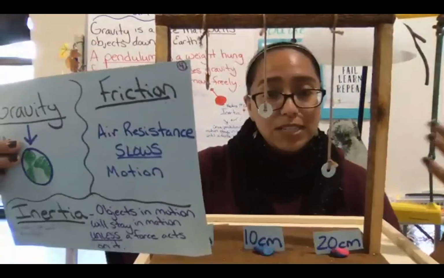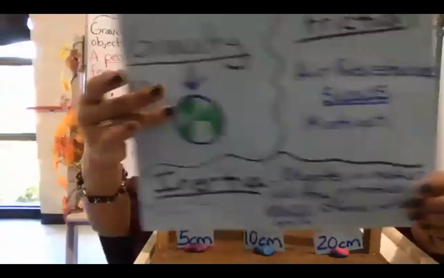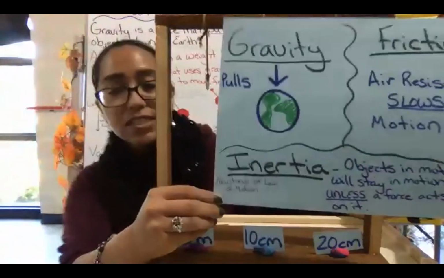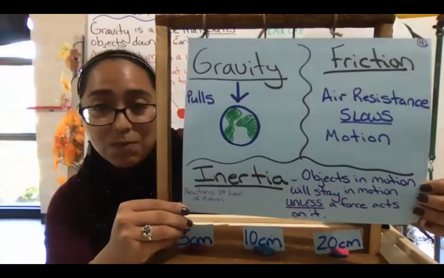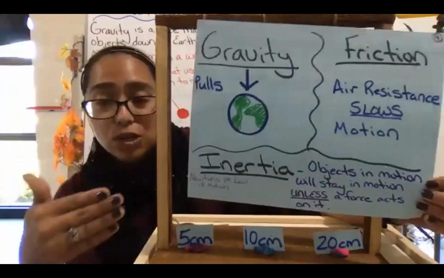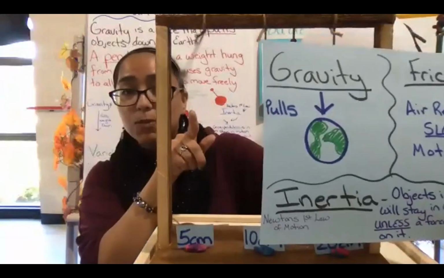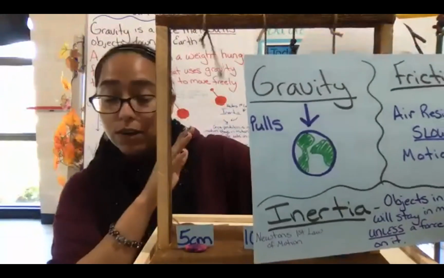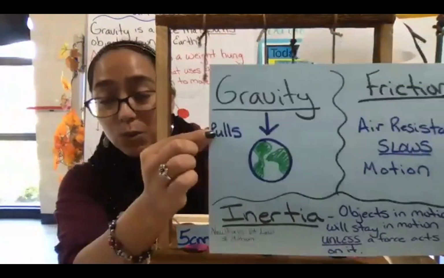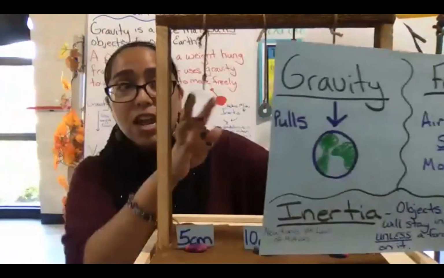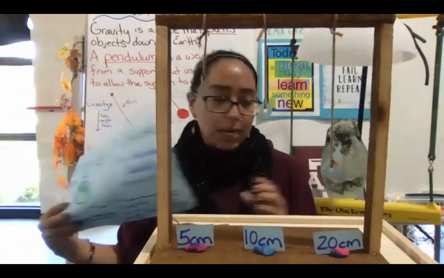Now, this also brings us to a very important concept, and that is inertia. So inertia is just the statement that objects in motion are going to stay in motion unless a force stops it. So if there were no forces acting on this pendulum, it would swing forever. But we know that there are forces acting on it. We know we have gravity, and we know we have friction that are acting upon the pendulum, and that is why it eventually stops swinging.